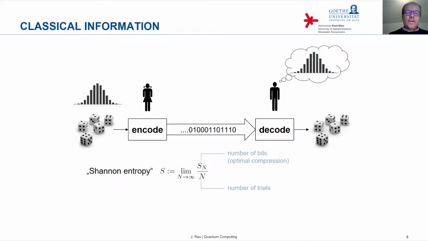An alternative would be for her to first roll the die 3 times. Then for the totality of these 3 die rolls, there are 6 to the power 3, that's 216 possibilities. And this is smaller than 2 to the power 8.